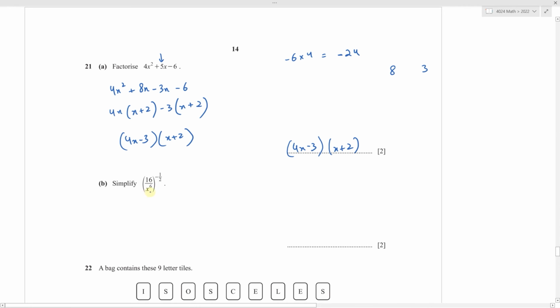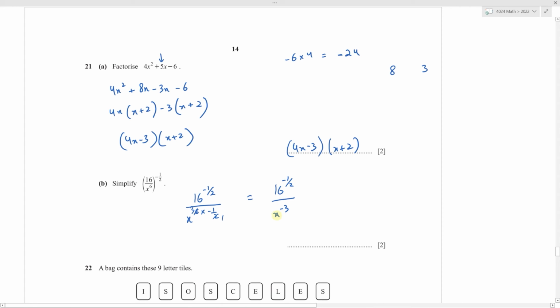Part B is simplify this expression. So I'll take the power inside, it will be multiplied. 16 power 1 multiplied by minus 1 by 2. So I'll get 16 power minus 1 over 2 divided by x power 6 multiplied by minus 1 over 2. So 16 power minus 1 over 2 divided by 2 times 1, 2 times 3. So x power minus 3.